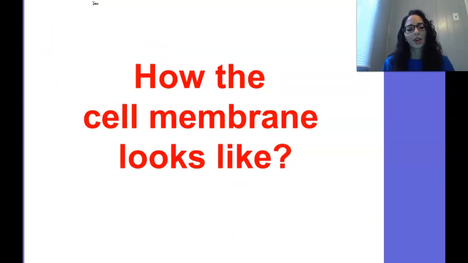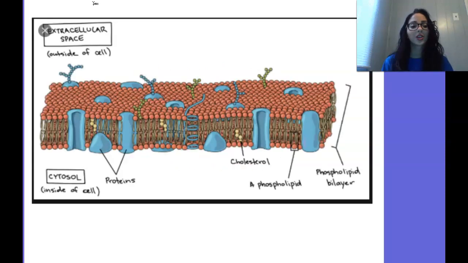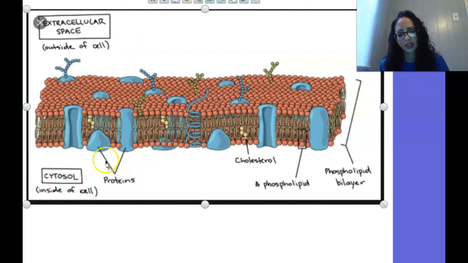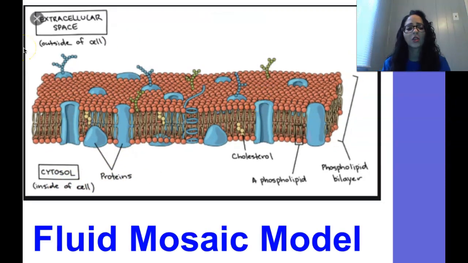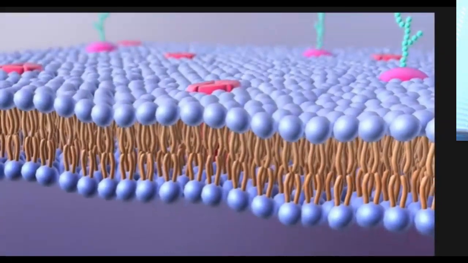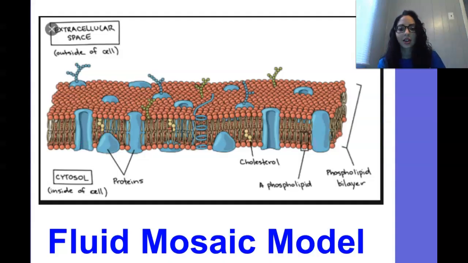How the cell membrane looks. So this is the main thing that we're going to talk about. It looks something like this. Okay, so this is the outside of the cell, and this over here is the inside of the cell. So we call the cell membrane the fluid mosaic model. Fluid because it has movement. If you see, it moves. And mosaic because it has a lot of things in it, right? Like if you were doing a mosaic, it has all those pieces together.